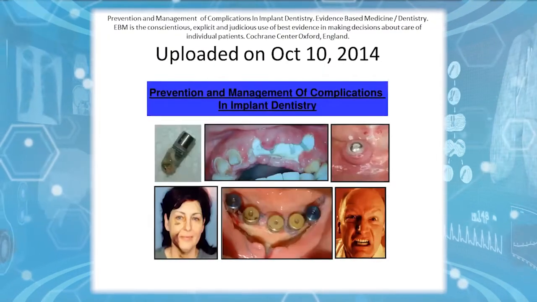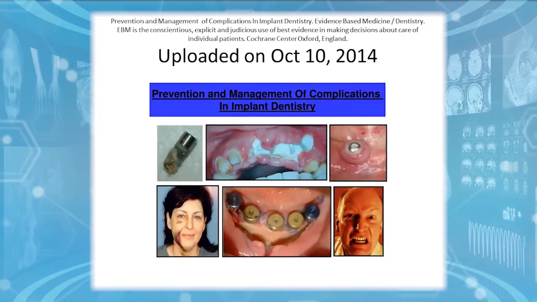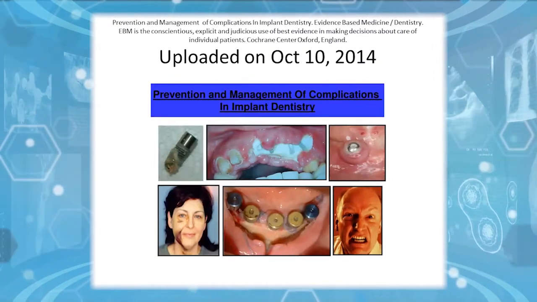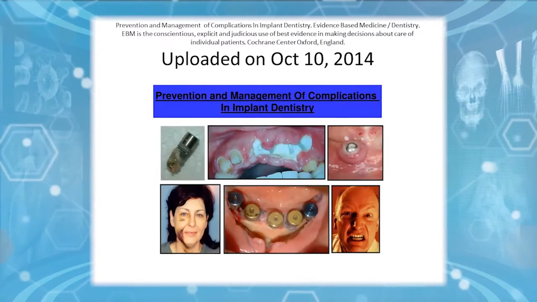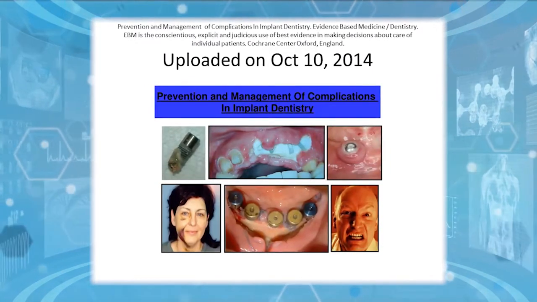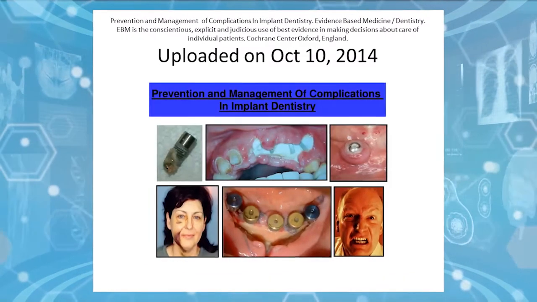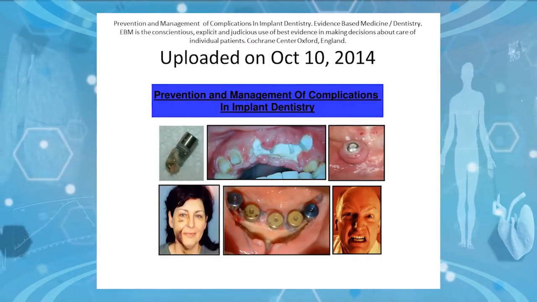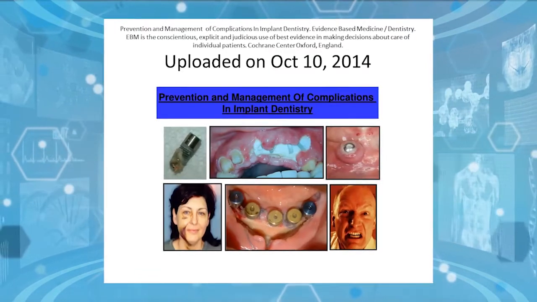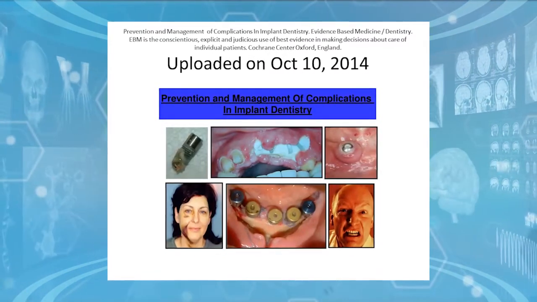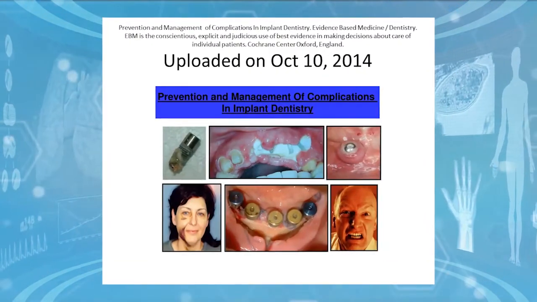You can see in the following image a book written on prevention and management of complications in implant dentistry. It's evidence-based dentistry from the Cochrane, the famous institute for surgeons and implantologists in the world. You can see swelling and ecchymosis; all are complications that may follow implant therapy.